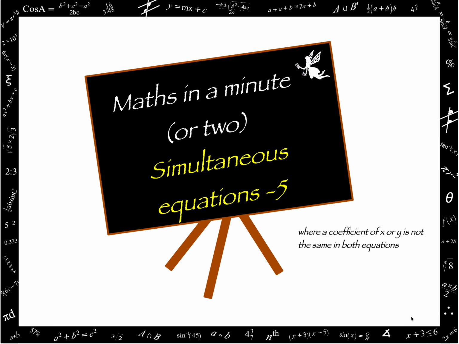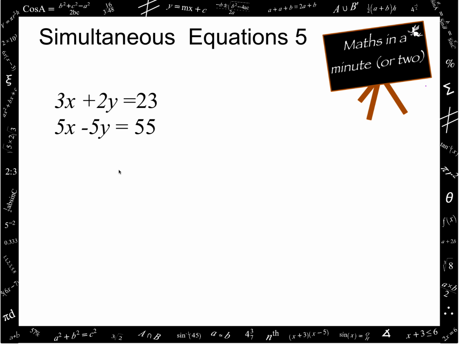This is simultaneous equations 5, and this time we have a pair of simultaneous equations where you can see you haven't got a match. The y coefficient is not the same, the x coefficient is not the same, and we can't easily make one into the other by, say, doubling or tripling or quadrupling. So we're going to have to go for a different strategy this time. We still need to make either the x's or the y's the same, and you could choose either.